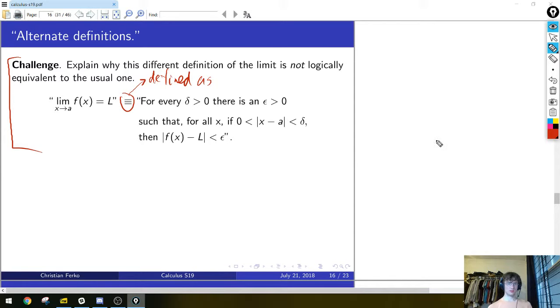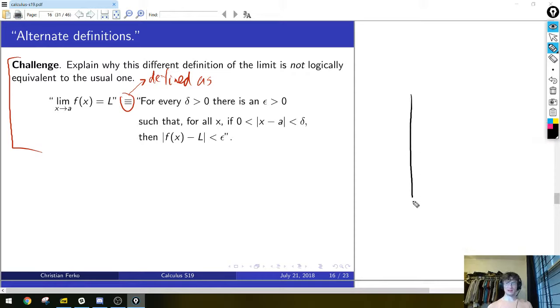It's acting as if you are given a delta, and when I'm talking about delta, I'm talking about the restriction on the domain. Yes. So there's no funny business about changing the dummy variables. It's still delta as the restriction on the domain, and epsilon as the restriction on the range. But the order of the for all and the there exists has been switched, right? This is saying for every delta, there is an epsilon. That seems really weird. This is not the same as the usual definition of the limit.